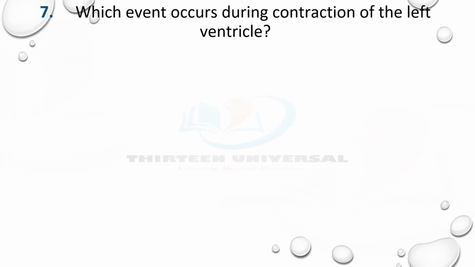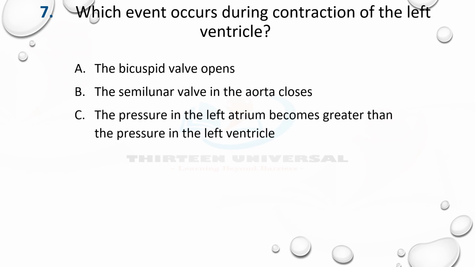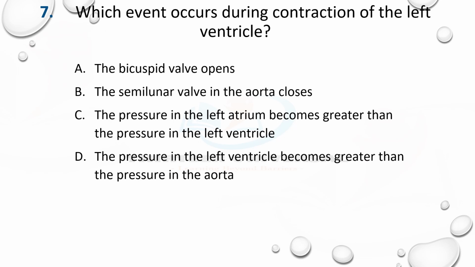Which event occurs during contraction of the left ventricle? The bicuspid valve opens, the semilunar valve in the aorta closes, the pressure in the left atrium becomes greater than the pressure. Which one do you think is the answer? When the left ventricle contracts, the pressure in the left ventricle is higher than the pressure in the left atrium and aorta. Now, it says the bicuspid valve opens.